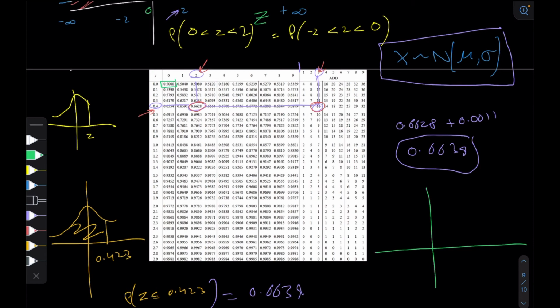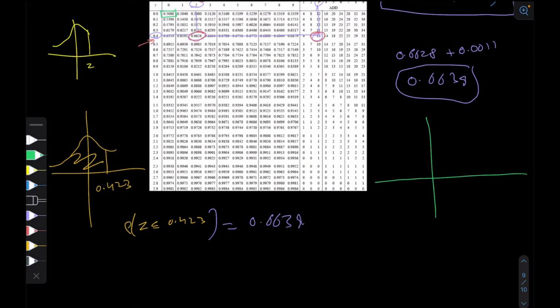So for example, in my normal distribution curve, let's say I want to find the probability that z is less than or equal to, let's say, negative 0.423, right, taking the same number. So here I found the area of being up to 0.423. Now I actually want this area, negative 0.423.